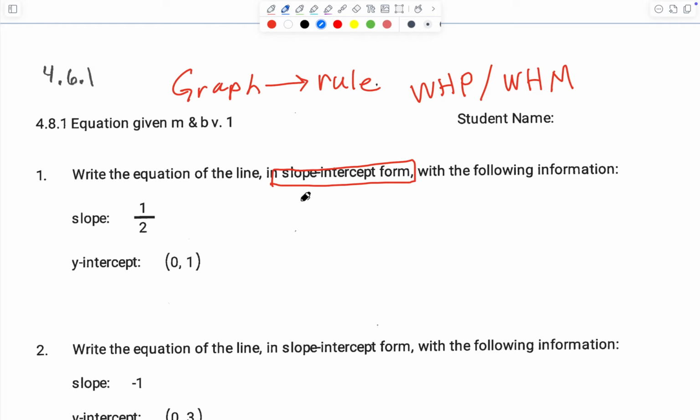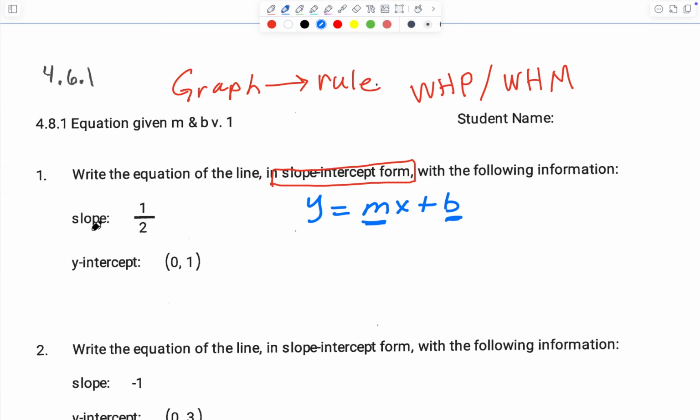Write the equation of the line in slope-intercept form with the following information. It's going to be really important for you to understand and remember that slope-intercept form is y equals mx plus b. M is the slope, b is the y-intercept. So if we know the slope and the y-intercept, we can plug that information in and that will give us the equation.